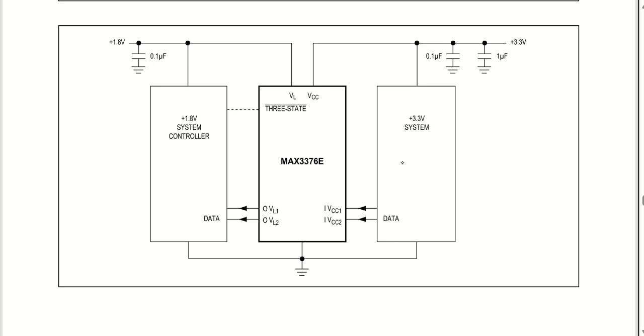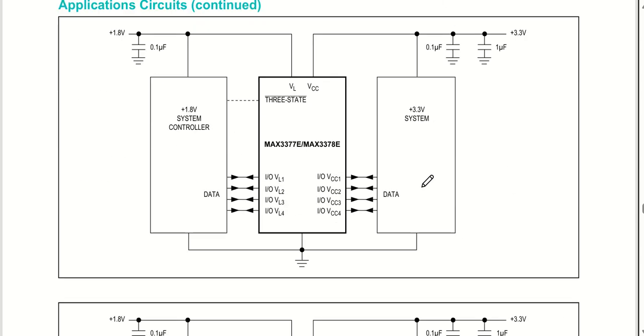Now coming back to this, sometimes instead of the system being a host, it has to be a client. So it has to just receive the signal. To receive the signal, you can use the 3376, and the 3376 IC will just receive the logic level from the higher side and convert it to the lower side. So this is how you can make use of it. Okay. So you must make sure that VL is the lower logic and VCC is the higher logic.